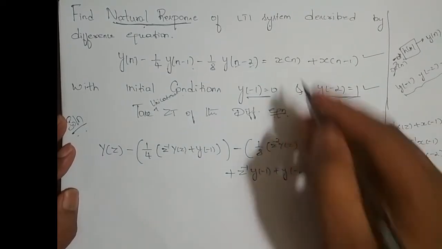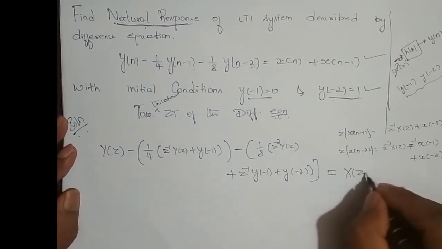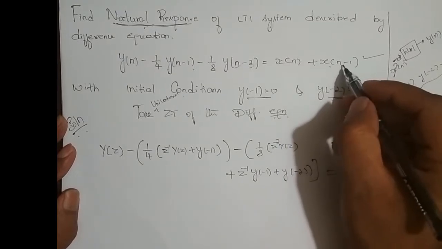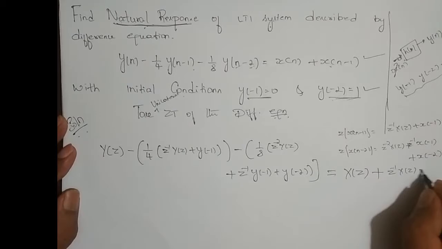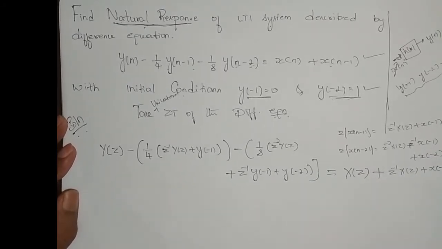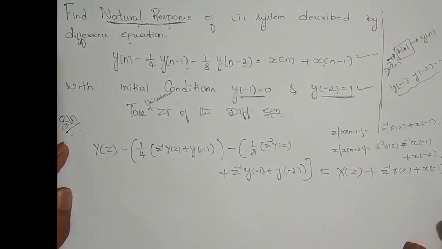This is equal to, what's the Z transform of x of n? It is x of z plus, what's the Z transform of x of n minus 1? It is z to the -1 x of z plus x of -1.